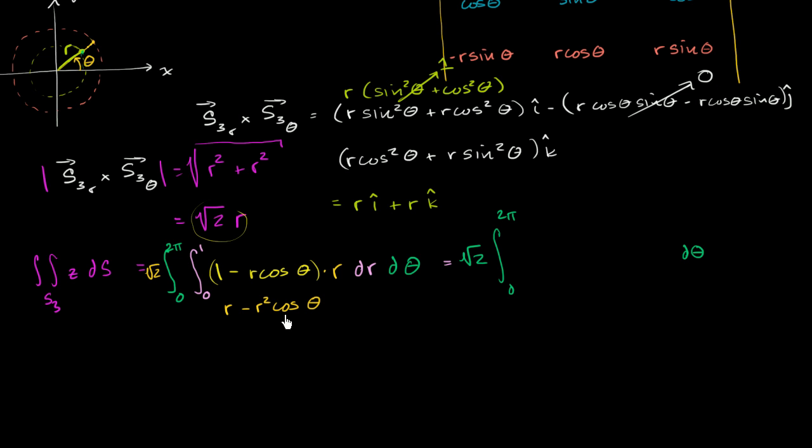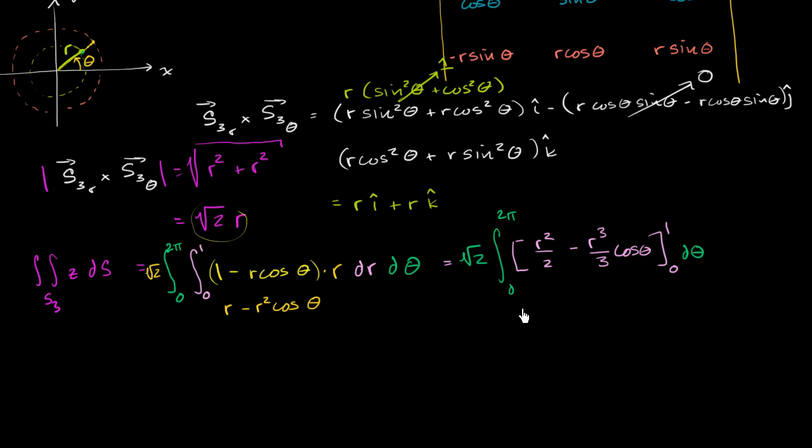Now we're going to integrate with respect to r. So when we integrate with respect to r, cosine of theta is just a constant. If you integrate with respect to r, the antiderivative of r is r squared over 2, and the antiderivative of r squared is r cubed over 3, so minus r cubed over 3 cosine theta. This is just a constant, r cubed over 3 cosine theta. And we're going to evaluate that from 0 to 1.